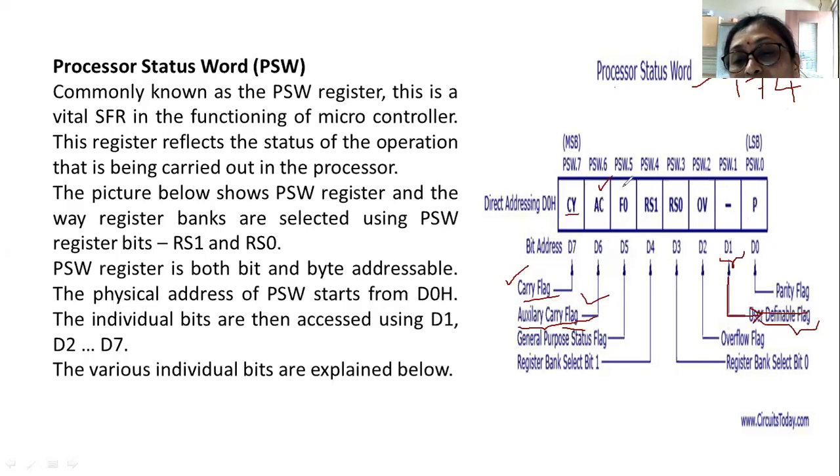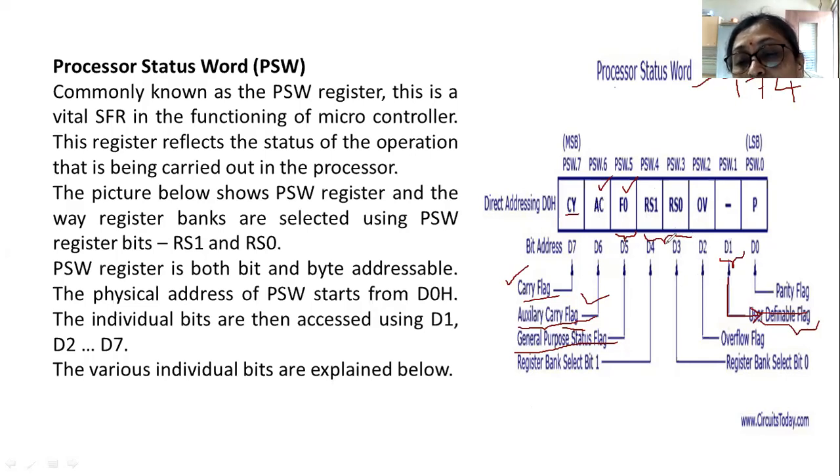The next flag is called the F0 flag, and this is a general purpose status flag. This can be used by a programmer for any purpose. And here you can observe the 2 bits RS1 and RS0.